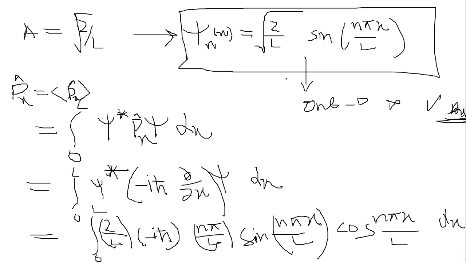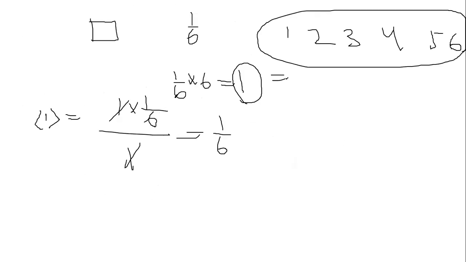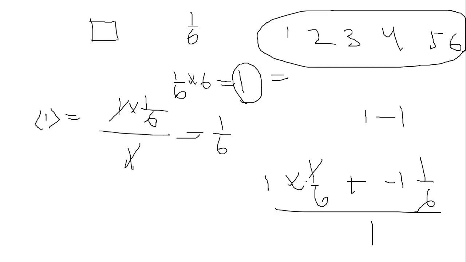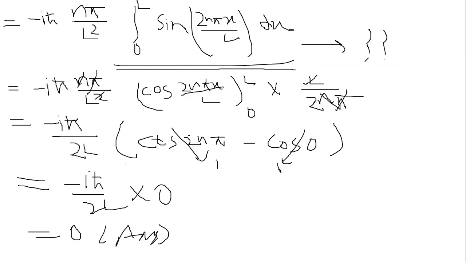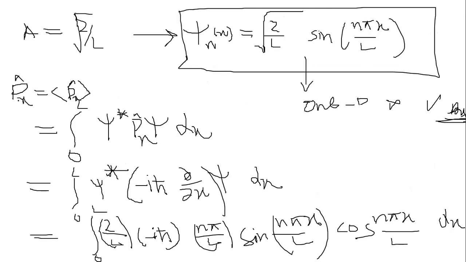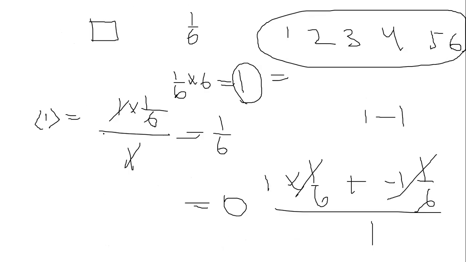Since the particle can move in any direction, when you take the average, suppose here we have 1 and minus 1, then we will get 1 into 1 by 6, plus minus 1 into 1 by 6. Plus 1 by 6 and minus 1 by 6 get cancelled out, it will be 0. Since the momentum can take both positive and negative values, the total average value will be 0.